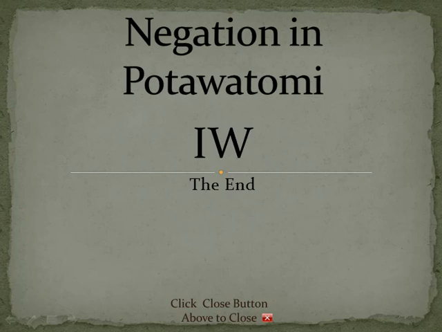Okay, and that's it for this lesson on negation. Again, it's pretty simple. Just remember cho and si attached to the verb to indicate no in the independent form, and then just the bawa in the conjunct form. That's it.